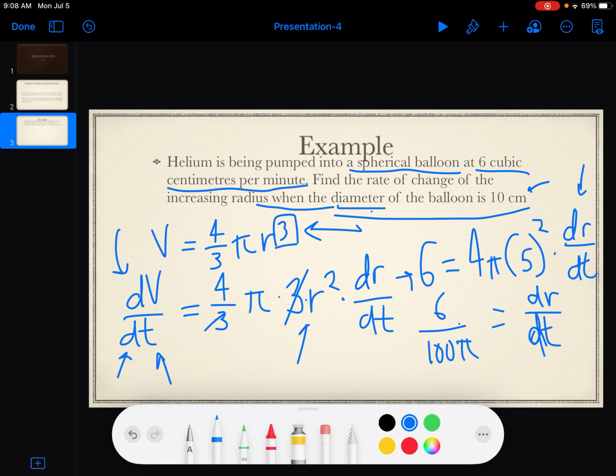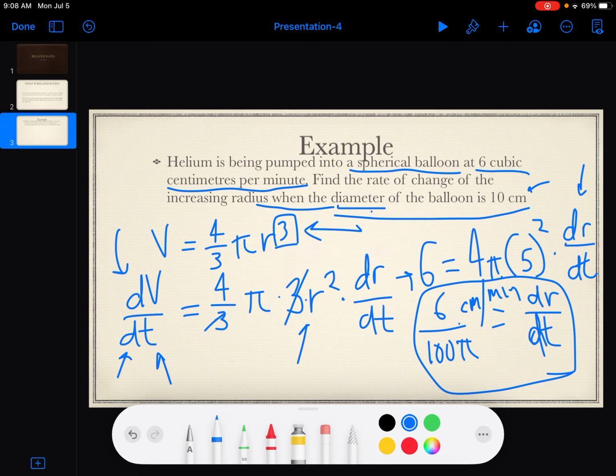There we go. We're done. The rate of change would just be in centimeters per minute. Don't forget your units. So there we go, we're done. You got 6 over 100 pi centimeters per minute. That is how fast our radius is increasing when the balloon's diameter is at 10 centimeters.